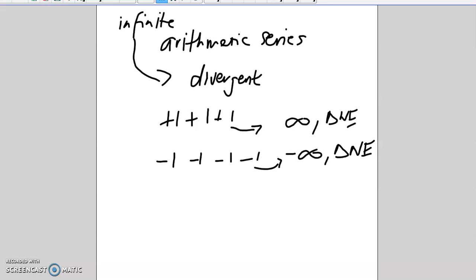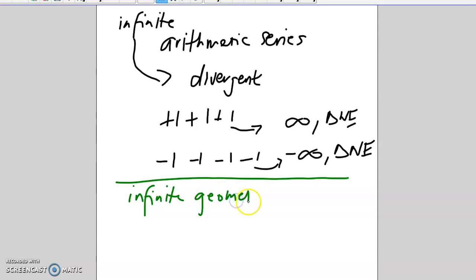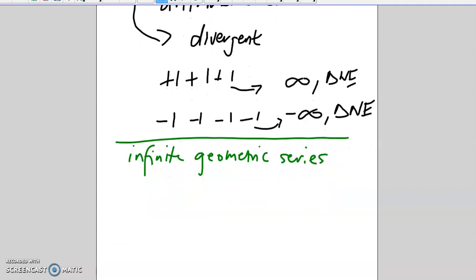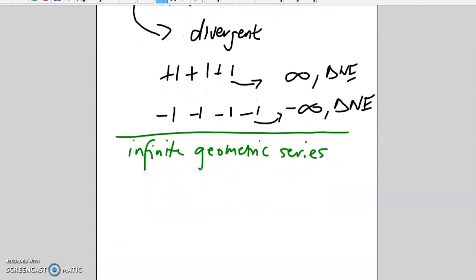Okay, so we've seen now that for arithmetic series, they're divergent. They're going to go to infinity or negative infinity depending on what kind of series there is. So what happens to geometric? So let's look at geometric here next. So we're going to look at infinite geometric series. Okay, and with infinite geometric series, there's actually three different possibilities here.